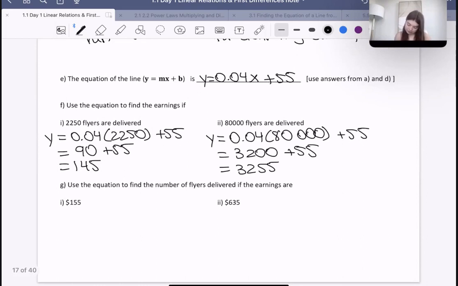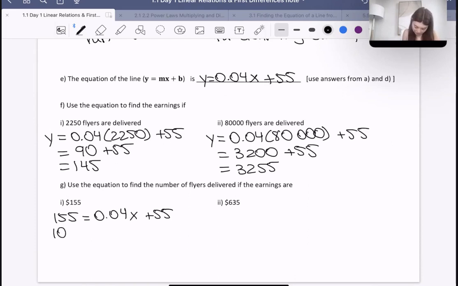All right. Use the equation to find the number of flyers delivered if the earnings are $155 and $635. So let's do that next. All right, so let's continue on. Use the equation to find the number of flyers delivered if the earnings are $155 or $635. Okay, so if they're $155, that means y would be 155, right? Because y represents the number of dollars earned. And then we need to find x. So what's the first thing we must do? We must subtract 55 from both sides.